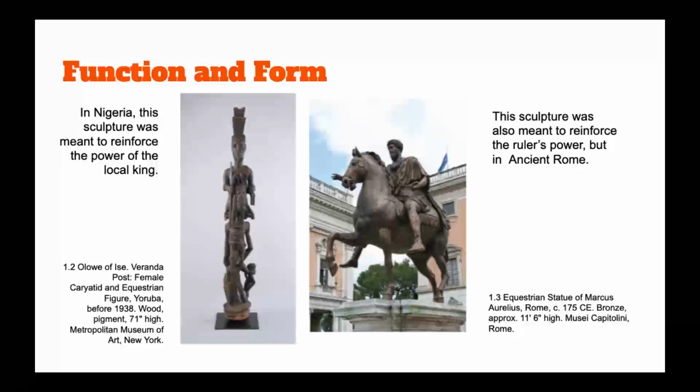Artwork can have different functions in different forms. This is an example where two pieces of artwork have relatively the same function, but they have different forms in which that function plays out. On the left, we have a Nigerian sculpture, and on the right, you have a sculpture as well, but this is from Marcus Aurelius, a Roman ruler. They're both glorifying the rulers. They're both designed to uplift their image, but they're doing it in very distinct and specific ways.